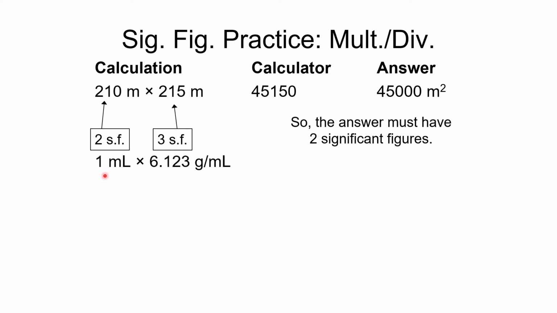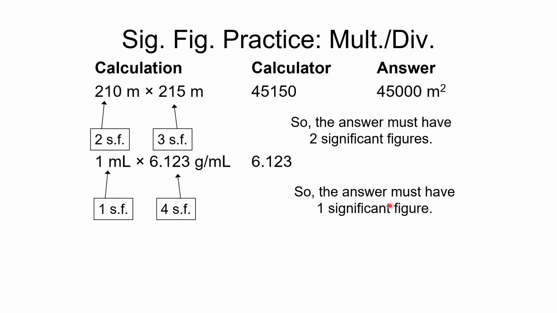All right, this is another one that drives people batty, but 1 times 6.123, no need whatsoever here to have a calculator. That's going to be 6.123. But what it does take is a little bit of thinking to make sure you understand. We look at how many significant figures this has. Well, this has 1 significant figure. This has 4 significant figures. The smaller of those two numbers is 1, so our answer must have 1 significant figure. So our answer is only going to be 6. So we'll end up with 6 grams.